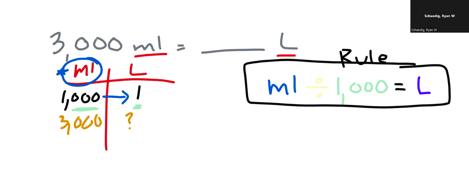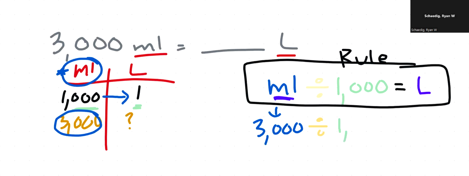So now let's substitute. Instead of this milliliter right here, I'm going to substitute it with 3,000. So I'm going to say 3,000. And we're still dividing. That rule's not going to change. Divided by, and we're still dividing by 1,000. That rule doesn't change either. But now we're going to get an answer because now I'm going to solve for that L.